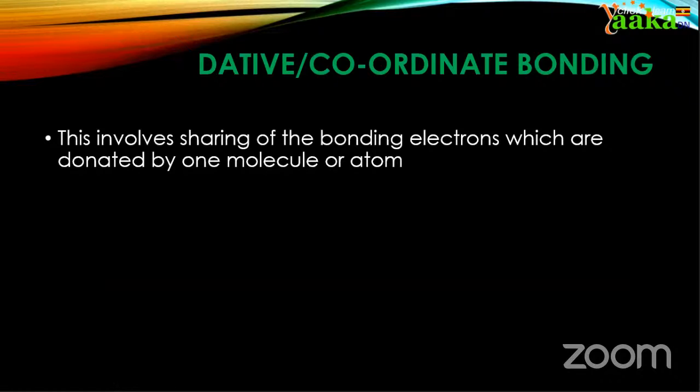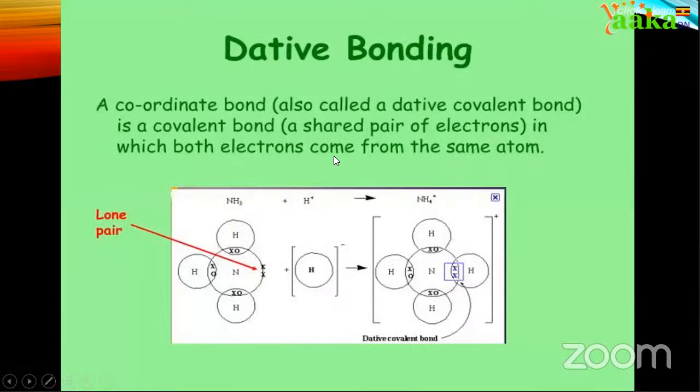Another example of bonding is dative or coordinate bonding. We call it dative or coordinate bonding. This one involves sharing of the bonding electrons, which are donated by one molecule or atom. Now, this one is mostly confused with covalent. You might confuse it with covalent bonding, but they're not similar. We saw that in covalent bonding, each atom brings an electron to be shared. Here, it is only one atom that introduces the electrons to be shared. So in dative bonding, the electrons come from one atom. That's the difference. A very good illustration is here of a dative bond.